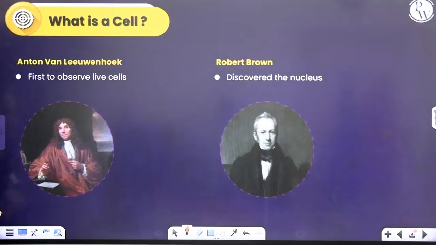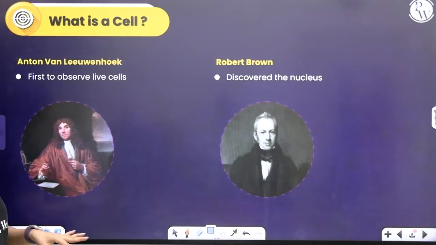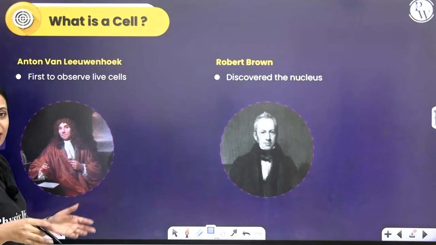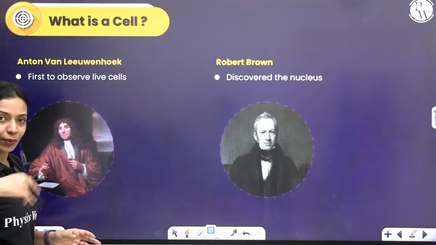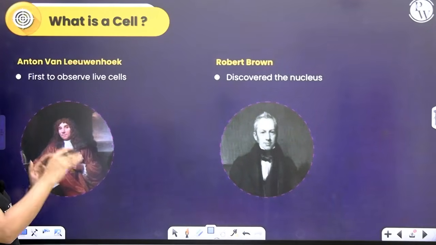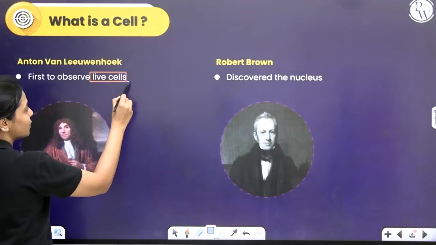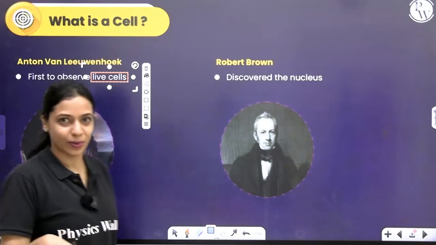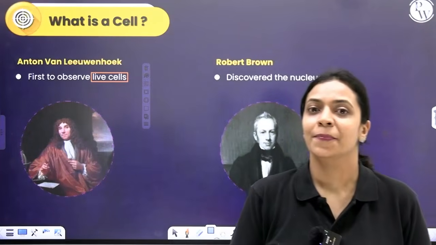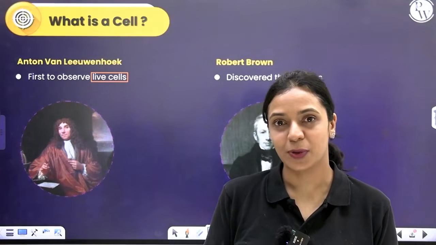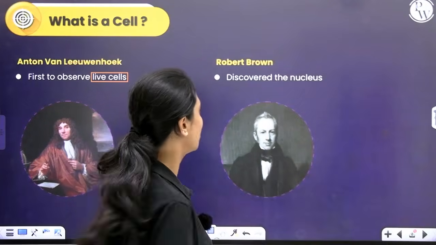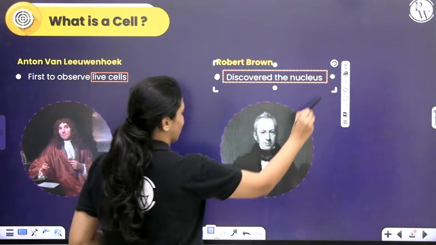Anton van Leeuwenhoek is the first person to observe living cells under the microscope. Before this, Robert Hooke did observe cells, but they were cells of the bark like the cork. They were dead cells. But Leeuwenhoek is the person to have first observed living cells under the microscope. The cells that he observed were tiny animal cells like protozoans, microscopic animal cells. And he calls them animalcules because they're like tiny animals. And the first person to have discovered the nucleus is Robert Brown.